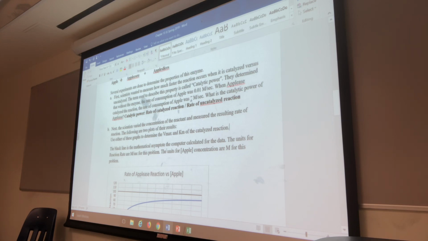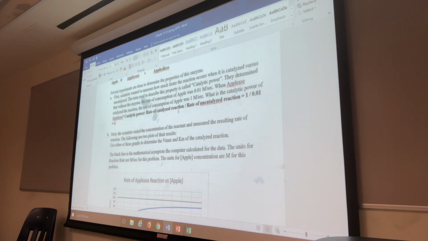And what we do here then is we plug in 1, and then we divide it by 0.01 for our example. If you plug that into a calculator, you will find that comes out to 100. So this enzyme has a catalytic power of 100. And there are no units for catalytic power, so the numerical answer is the only thing you have to worry about. Any questions on catalytic power? I admit I forgot to talk about that, but that's because it's, as you can see, a pretty easy thing to calculate.